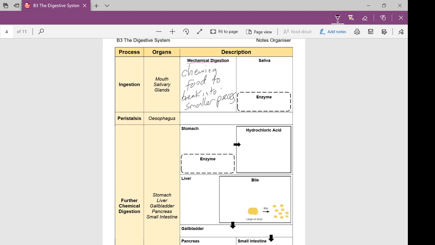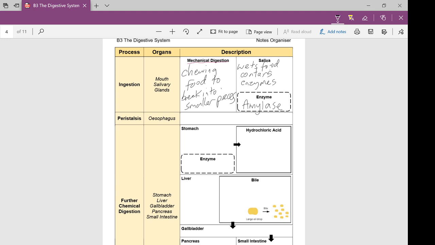Now, the second part of ingestion is when we coat our food with our spit, our saliva. Now, saliva wets the food. That would make it go down easier. And it also contains enzymes. And this enzyme is called amylase. It's spelled like Amy Lace.